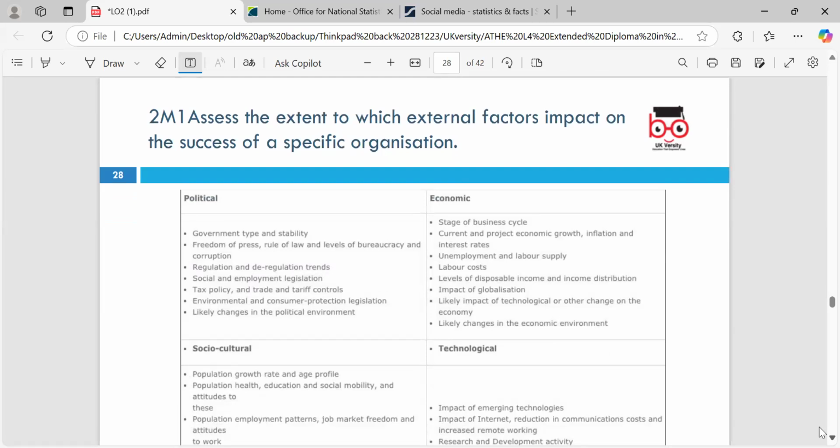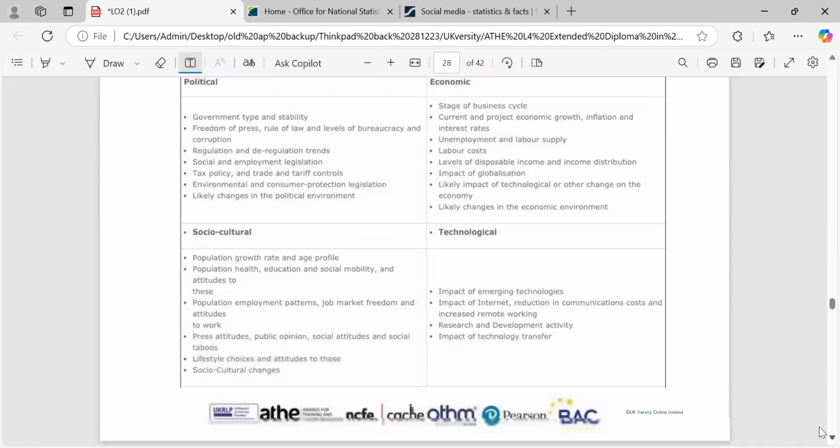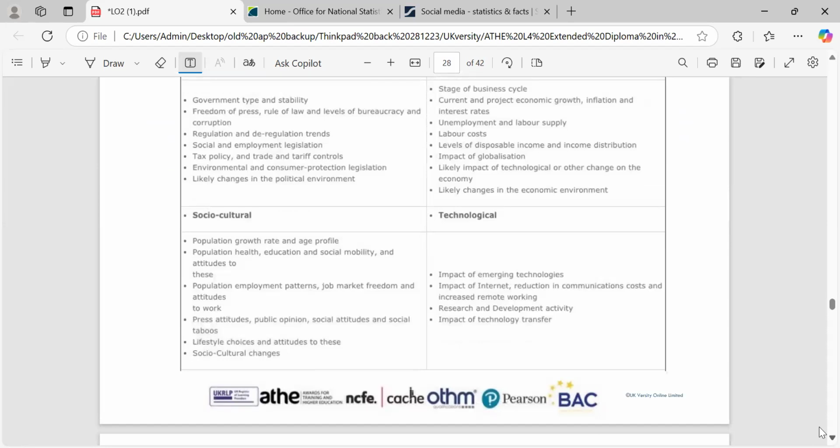So government type and stability, so we have to look around the political factor and regulation, as we mentioned earlier. Economic factors: per capita income, unemployment rate, inflation rate, the finance sector, within that the growth and the wages, all these we need to look around, dealing with the money. Social and cultural factors: population growth rate, population health, population employment patterns, pressures, attitude, and lifestyle. And the technological factor: impact of emerging technologies, impact of the internet, and increase in remote working and research and development activities.